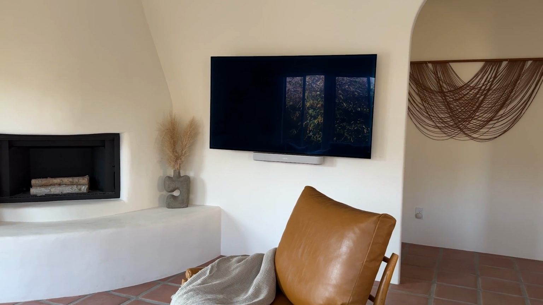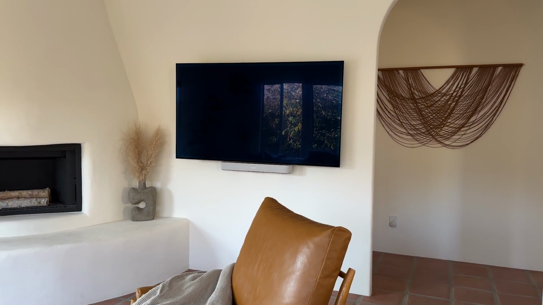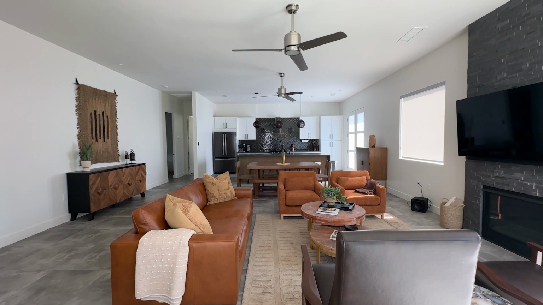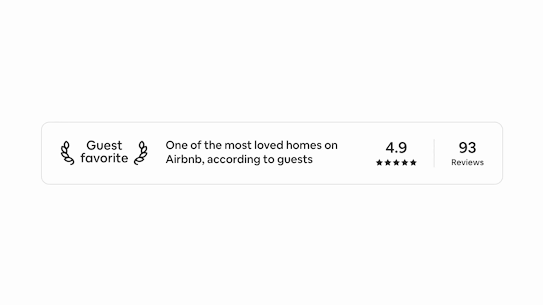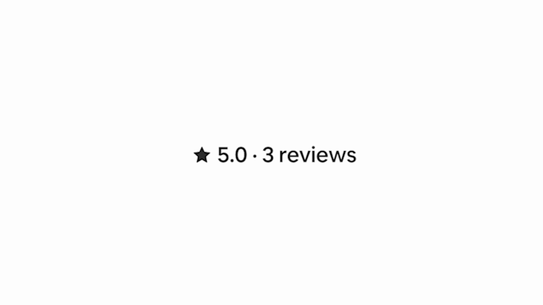One thing that helps these particular properties stand out is that they are short-term rental properties primarily, so they have a lot more positive reviews compared to a midterm rental that's only going to get a handful of reviews per year. The reviews are in.